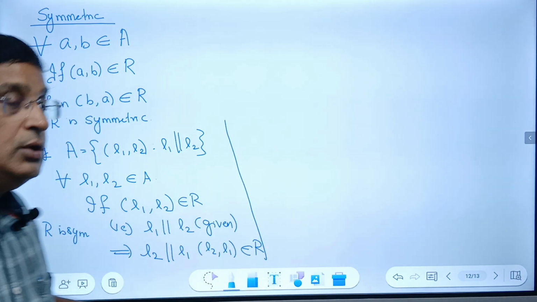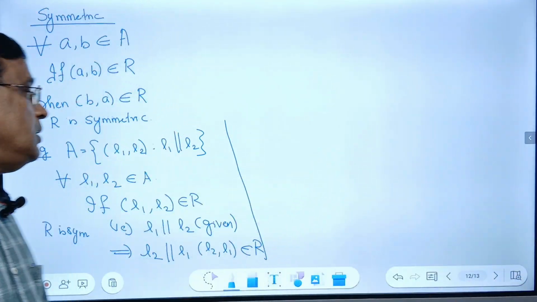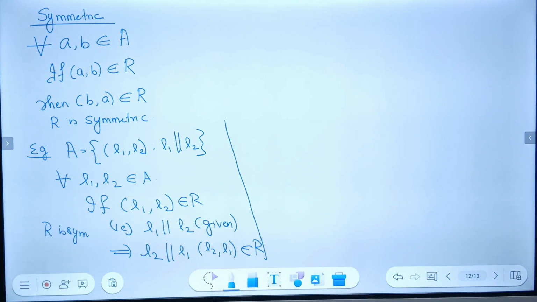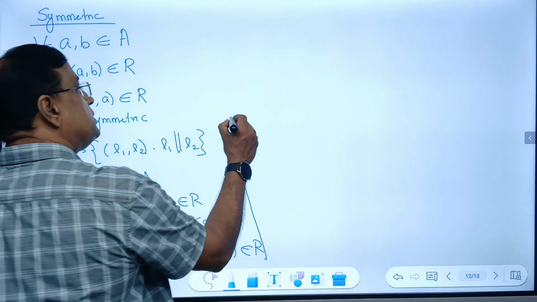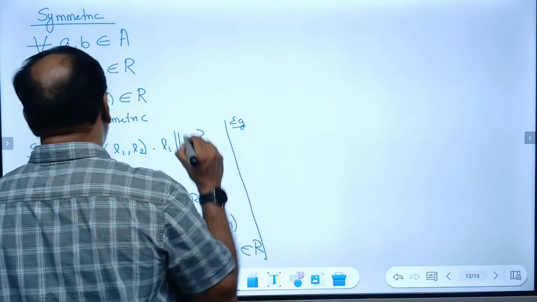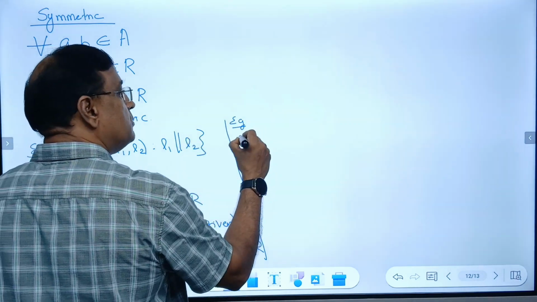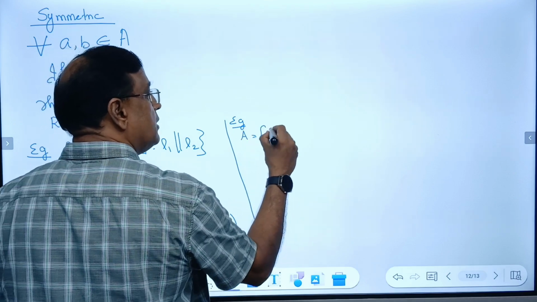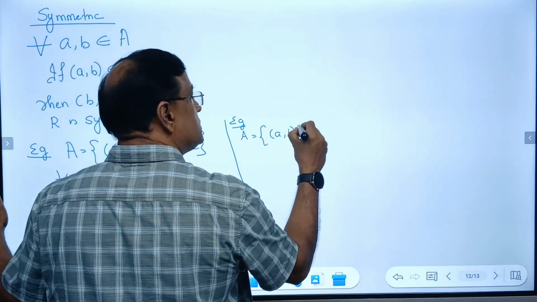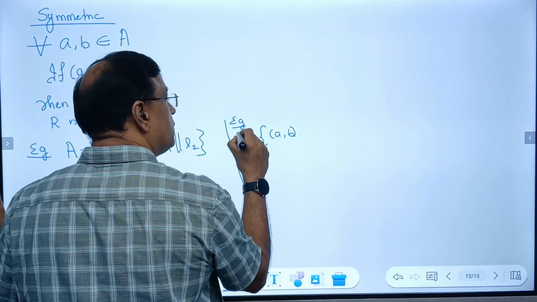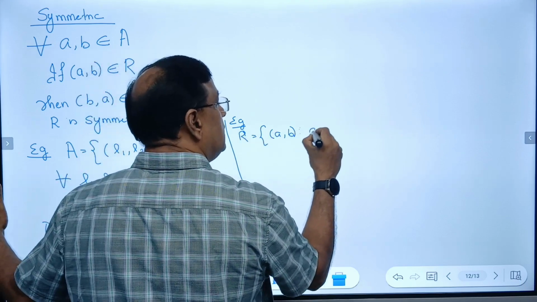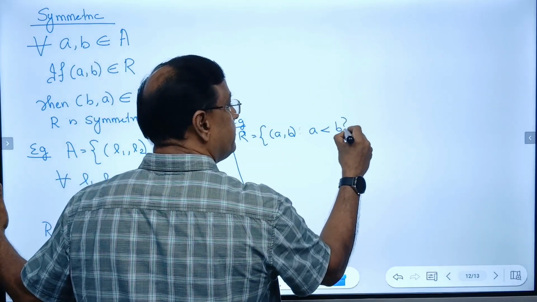And you also know this relation was reflexive. It was also reflexive. Now you have proved it is symmetric. Now let's take the second example which I gave you. What is that example? Set of all natural numbers, and I define the relation R from A, B such that A is less than B.